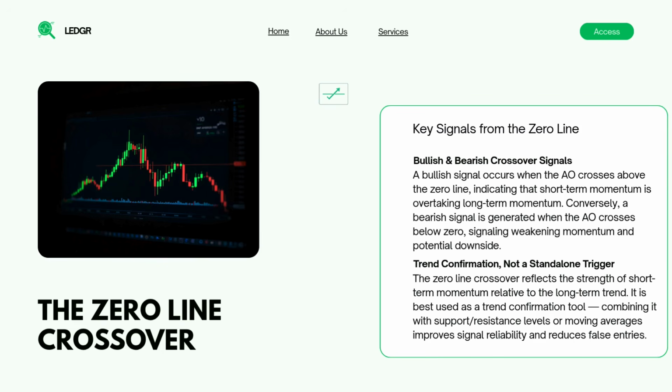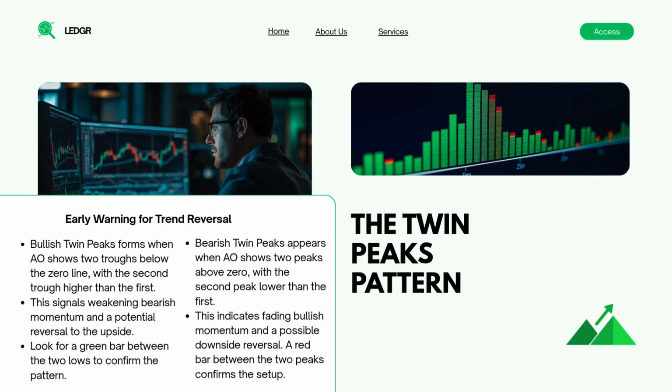AO is displayed as a histogram rather than a line. Each bar represents the difference between the short-term and long-term moving averages. Green bars indicate momentum is increasing compared to the previous period. Red bars indicate that the momentum is weakening. The position relative to the zero line helps traders determine whether bullish or bearish forces currently dominate the market.